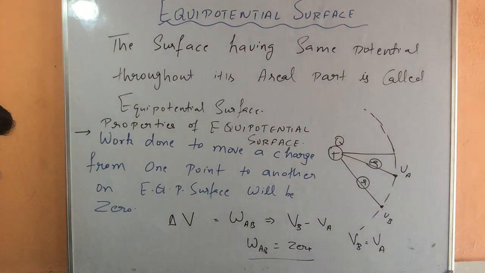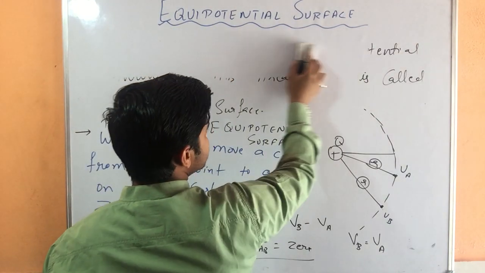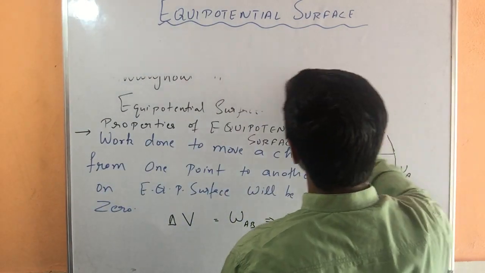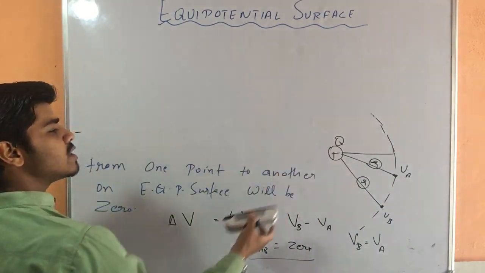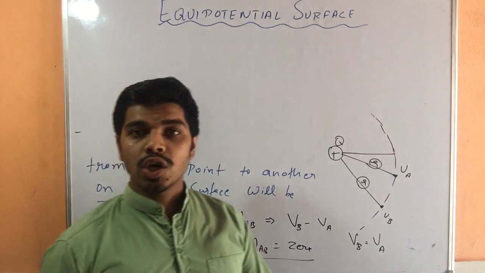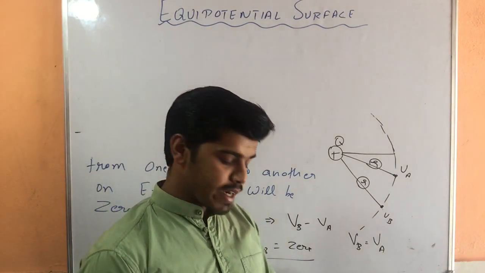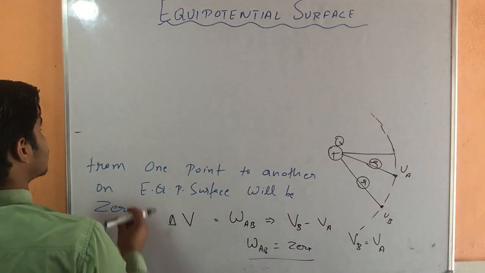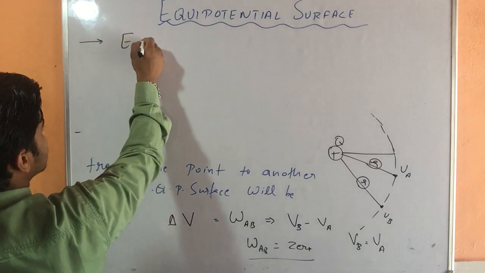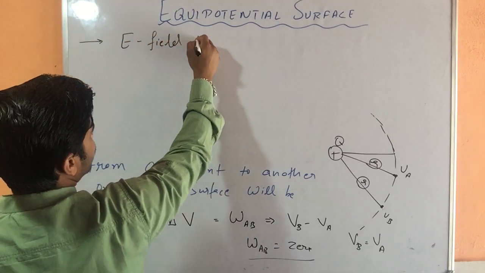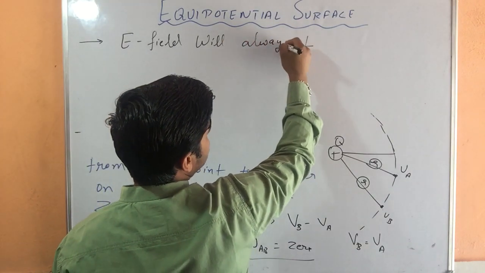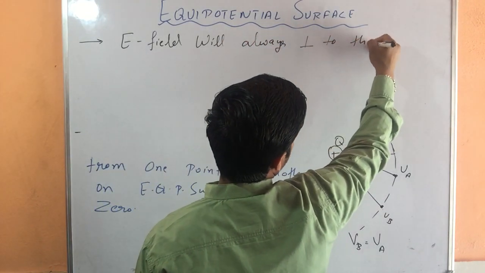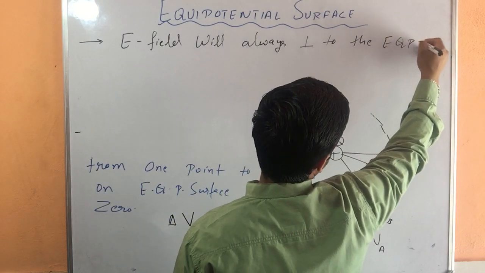The second property is electric field. Similar to a Gaussian surface, an equipotential surface also has a normal electric field throughout its areal part. Electric field will always be perpendicular to the equipotential surface.